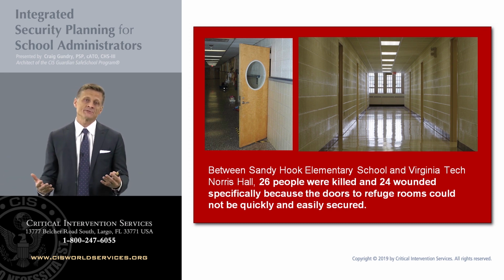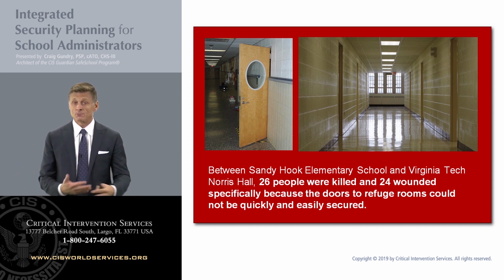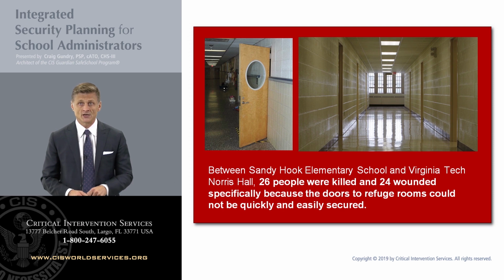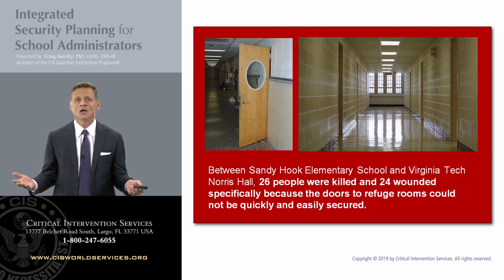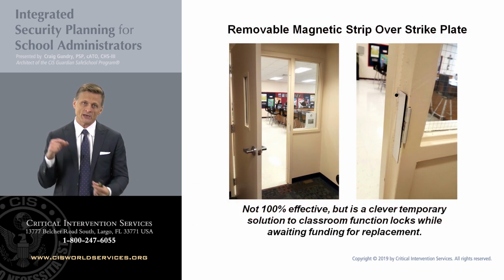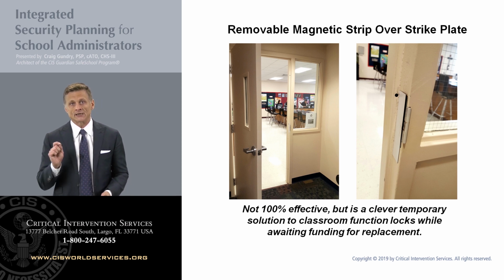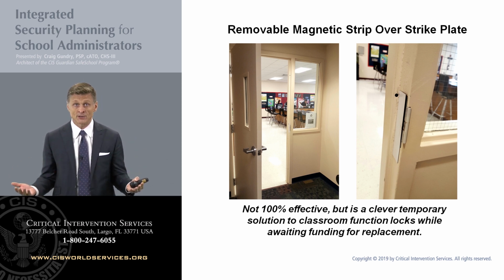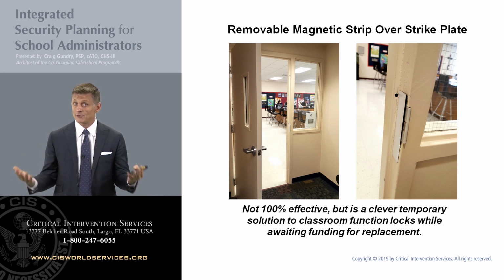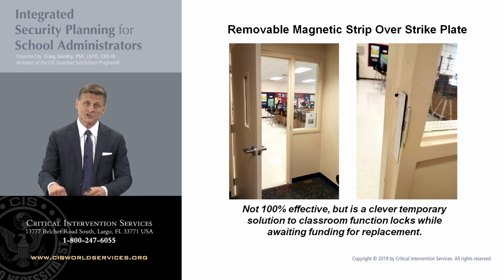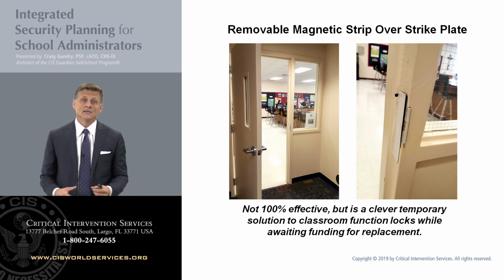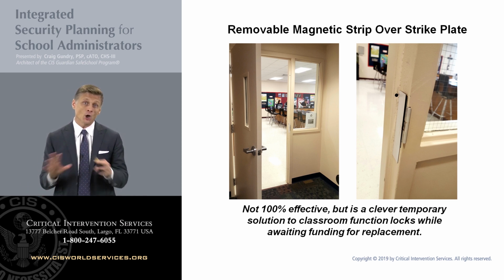Now, if you already have these types of locks installed on your doors and you do not have the budget to replace these locks quickly, there are maybe a few things that we can do to help mitigate this concern. One clever idea that was invented by one of our clients was to take a magnetic strip and place it over the strike plate on the door, and then keep all the doors in a locked state all the time. This way, students can freely move in and out of classrooms during class change periods or when going to the restroom, this kind of thing. And then, if an imminent threat alert is issued, all anybody has to do is just pop the door open a couple of inches, rip that strip off, close the door, and it's locked. Now, this is not a perfect solution. I would not recommend this as a long-term, indefinite solution, but it is certainly much better than keeping the locks in an unlocked state when dealing with these classroom function locks.